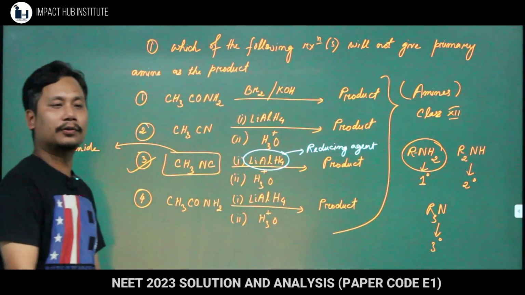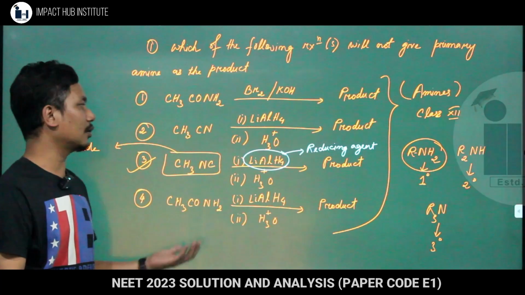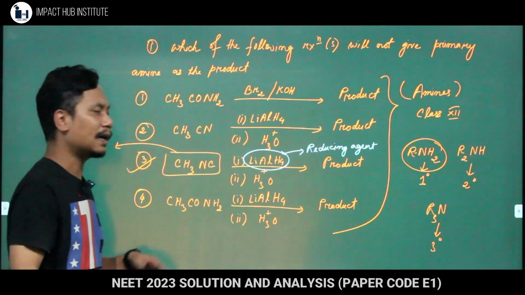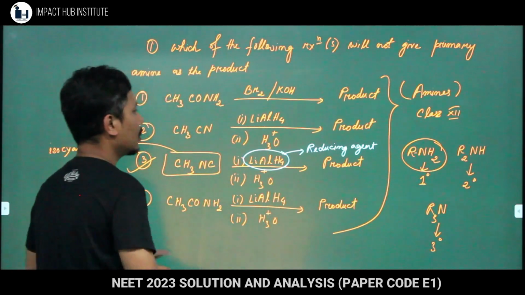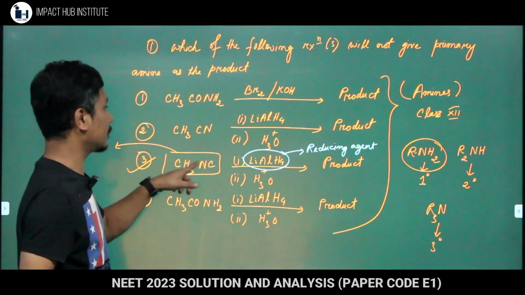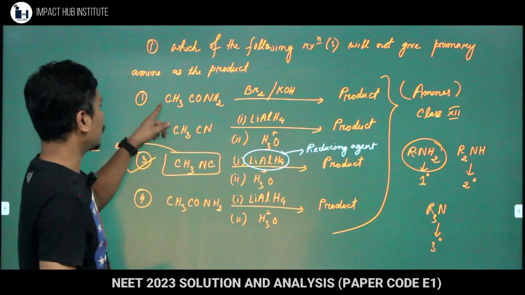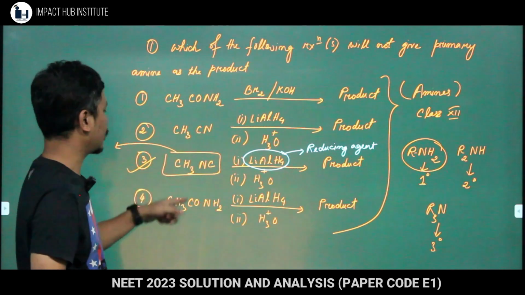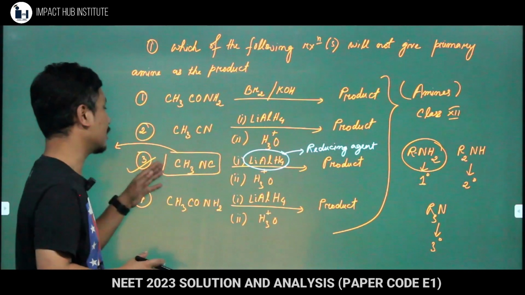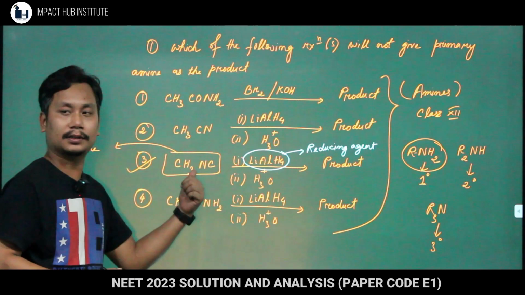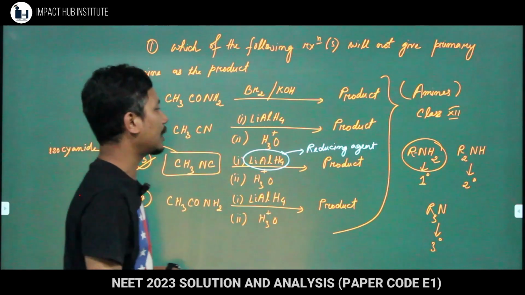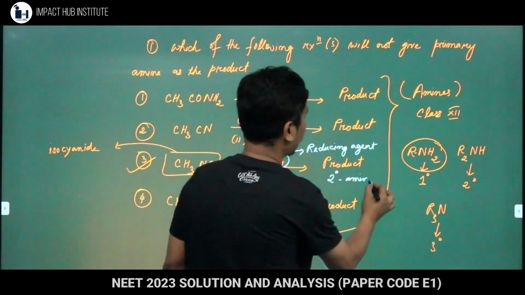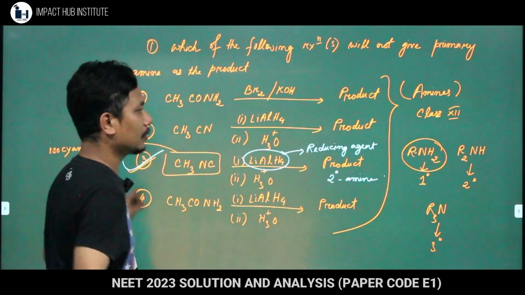What is the work of a reducing agent? Itself it undergoes oxidation, but it makes the reactants undergo reduction. And reduction is the addition of hydrogen, so hydrogen will get added. Here you can see clearly that with this carbon, nitrogen is attached. So immediately it will give you what type of amine here? Secondary amine. So this will be the answer.